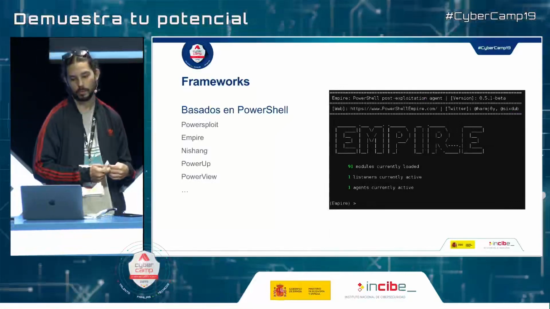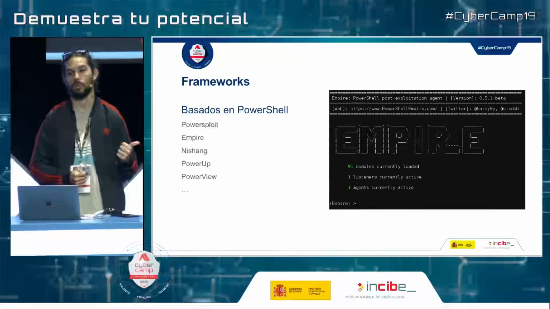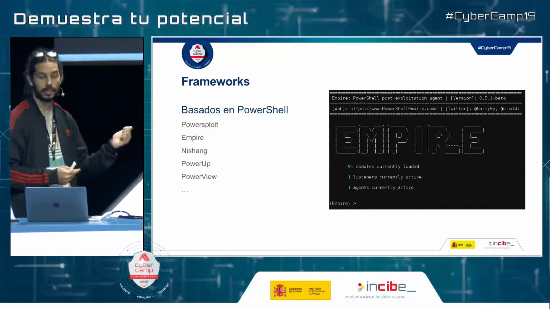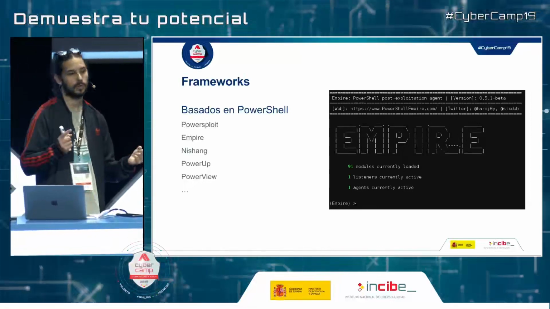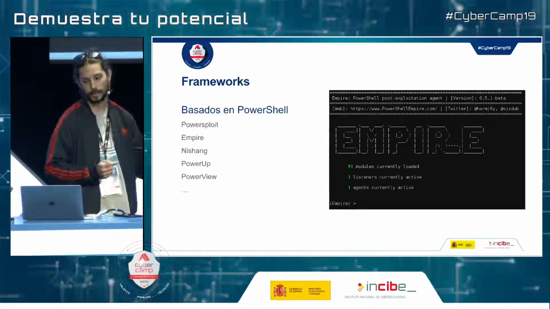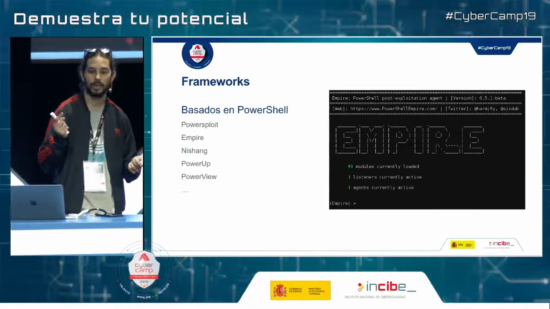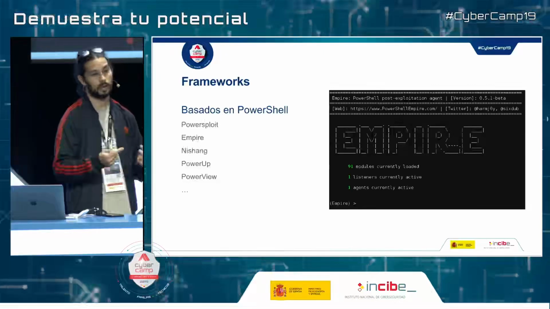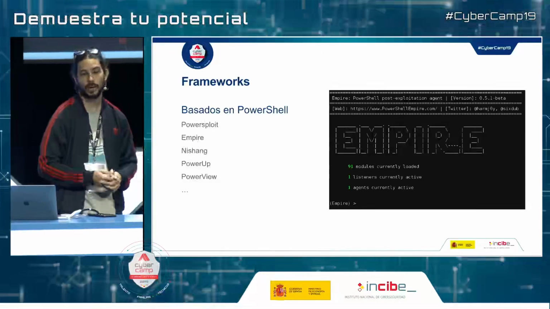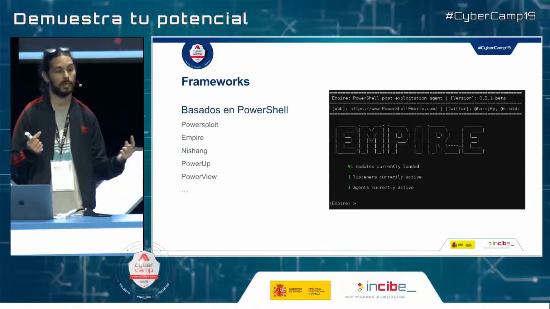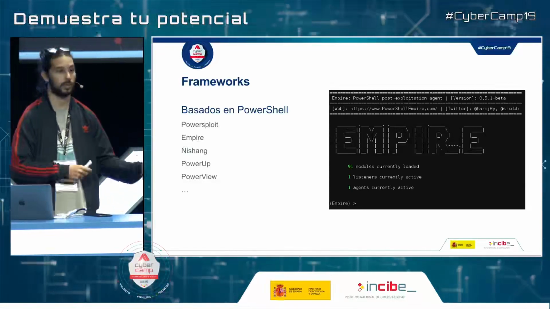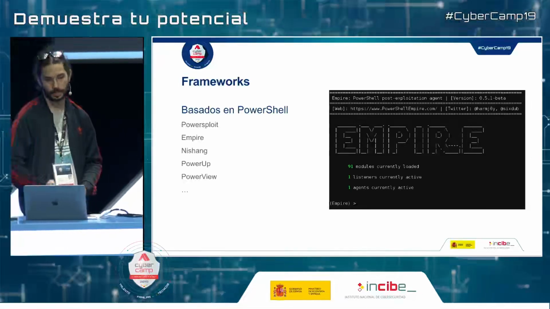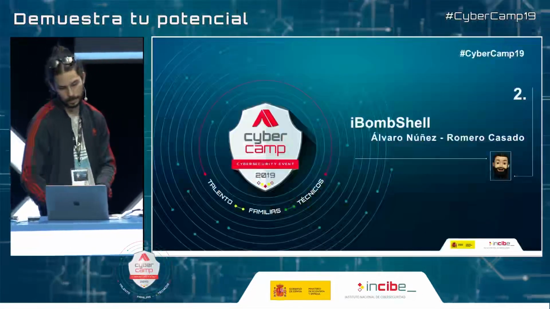So when we load these, we say that we have 91 modules currently loaded. We have listeners, we have agents, as you can see here. So Empire works as follows. One listener is a listening server, and one agent is a machine in which some vulnerability has been exploited and that has been connected to that listener. So post-exploitation can be done with Empire and with the 91 modules that are available.